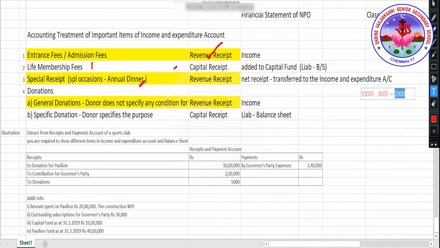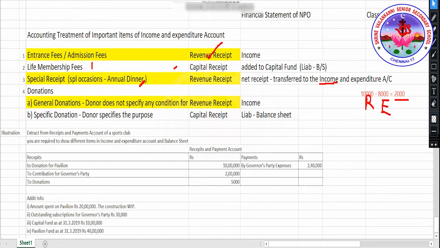So you have this particular 2,000 as your net receipt, which has to be transferred to the income and expenditure account. This is an income because your receipt is more than your expenses by 2,000. Obviously, it is an income. Now, what if it is the other way around? Minus 2,000, which is your expenditure. Okay, so that is what you need to do.